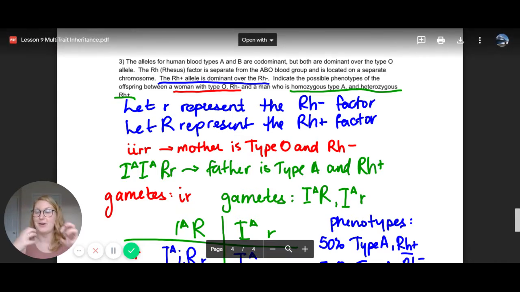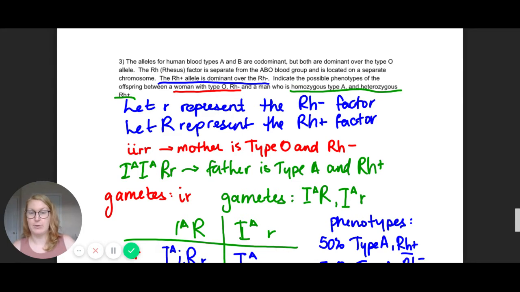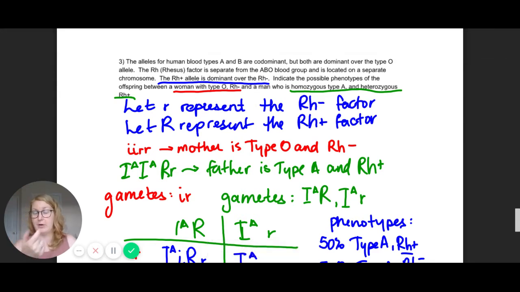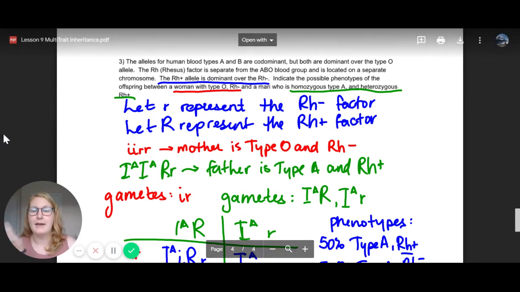And then I start to pull apart information about the parents. So I have a woman with type O, Rh negative. So I've written her in red here, as you see underlined. So small i, small i, small r, small r. Right? She's got type O blood, which is small i, small i, and that's what I've written here. And same with the father, homozygous type A and heterozygous for Rh positive.